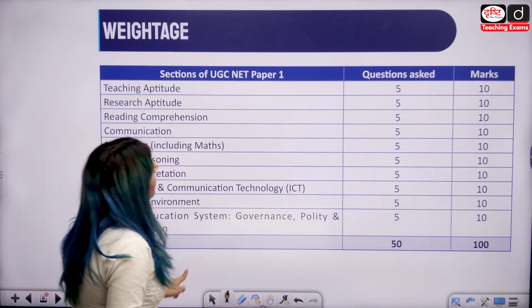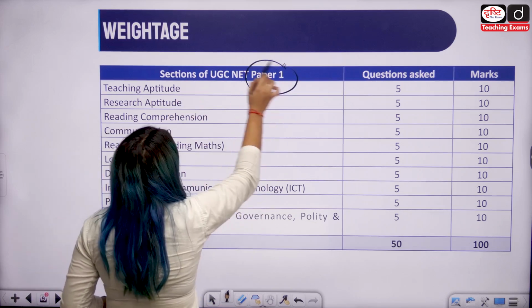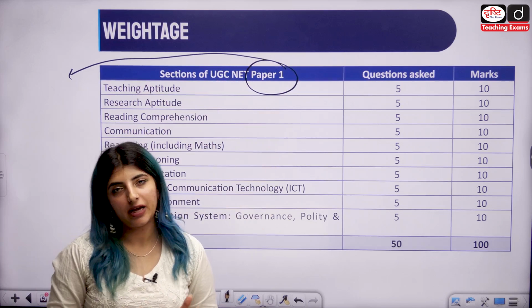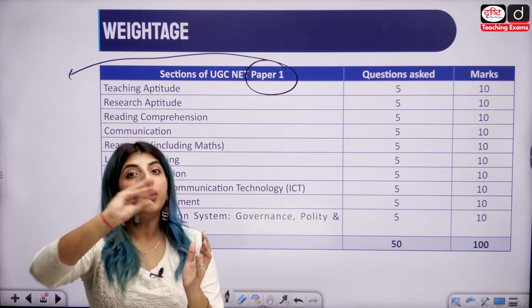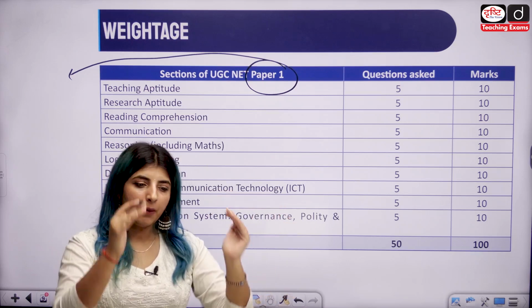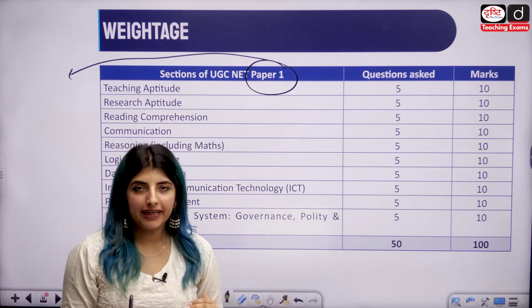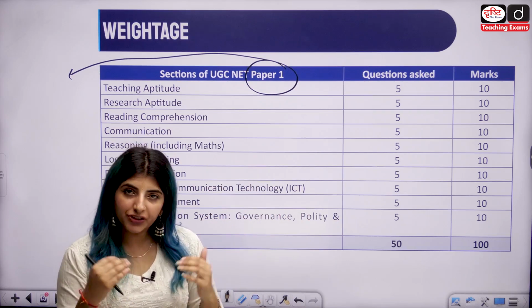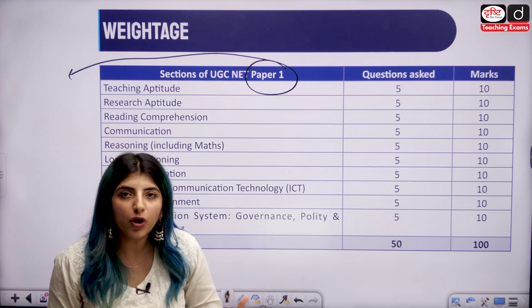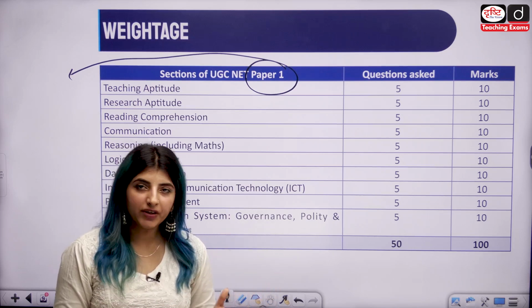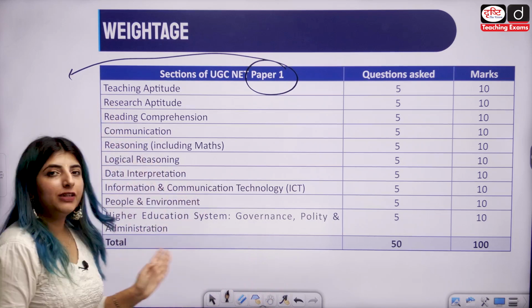Now, these are the 10 units. I already told you the name of this particular unit is teaching and research aptitude. But it's not really limited to just teaching aptitude or research aptitude, but we have 10 units, so to say, under this paper 1 to judge our ability to see how far we can go with the PhD, right, with the teaching thing and all, correct? So, we have different units for the same.